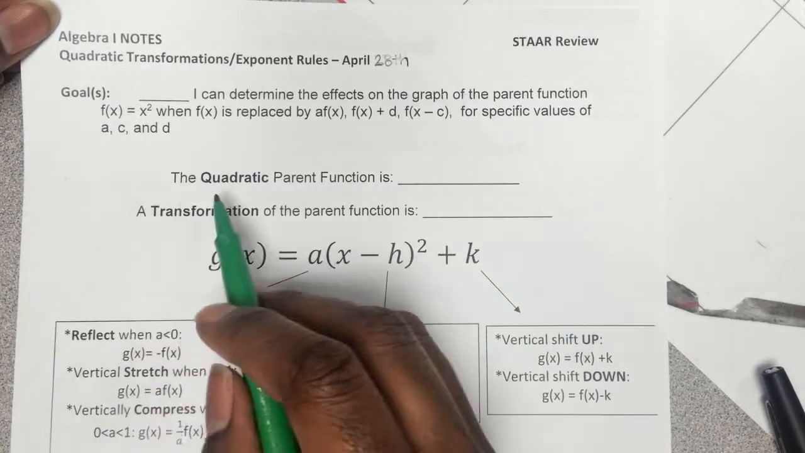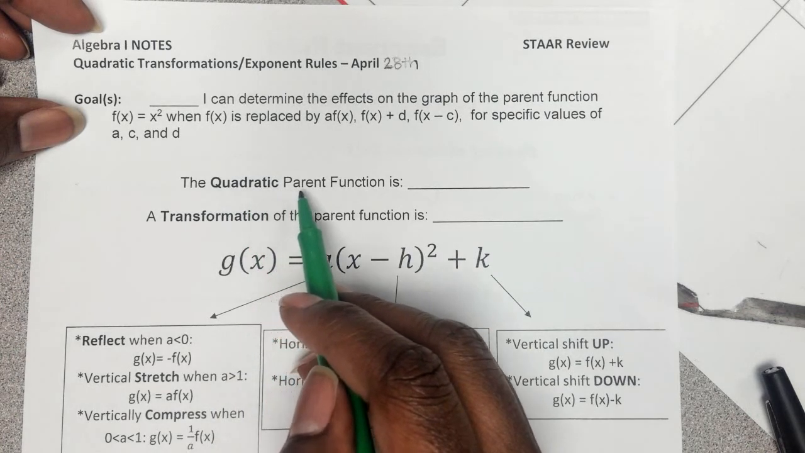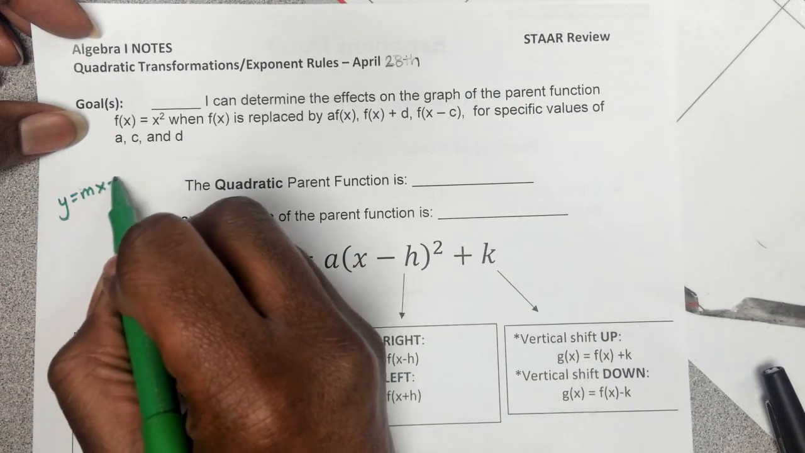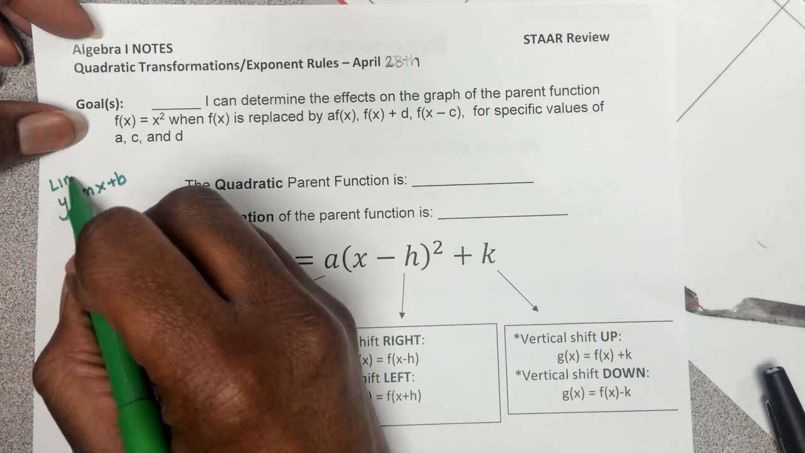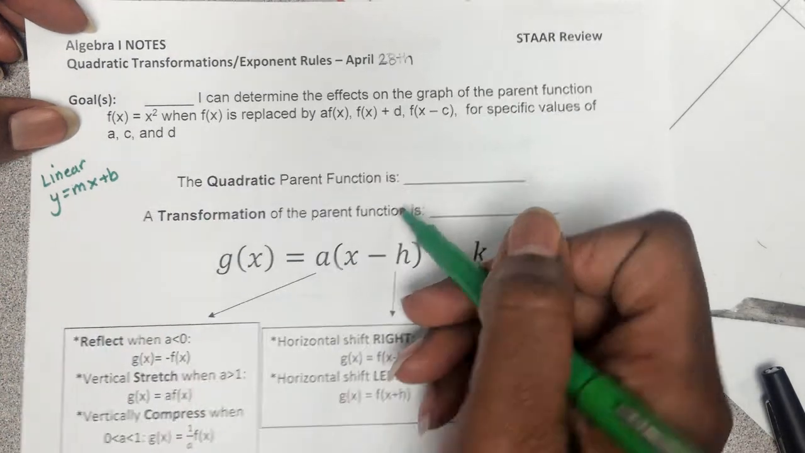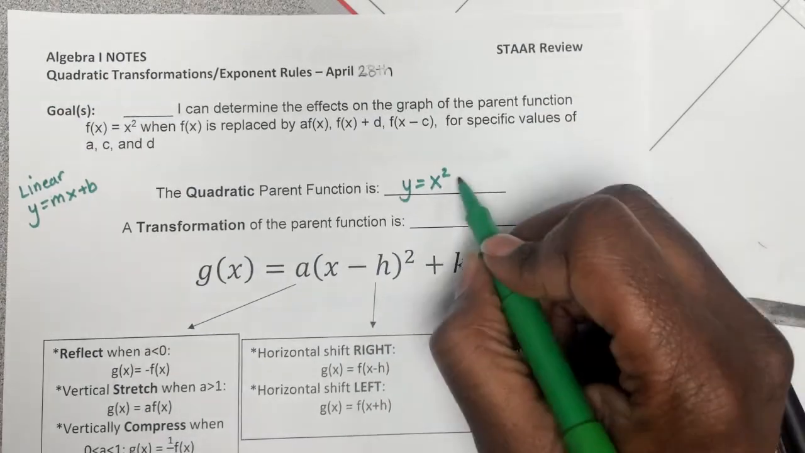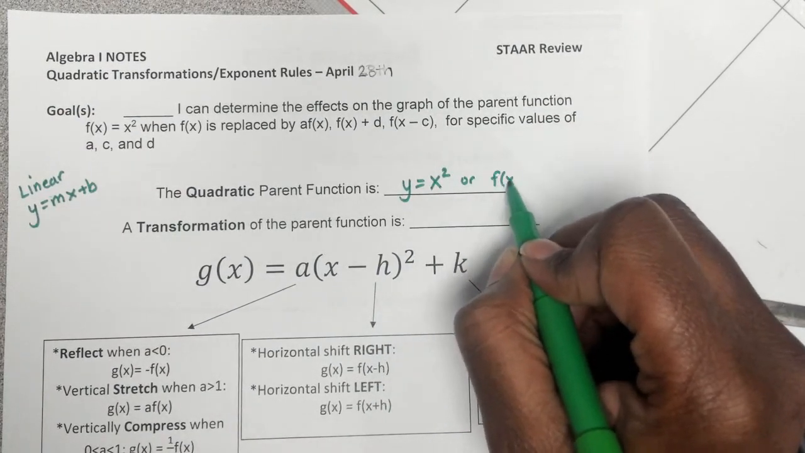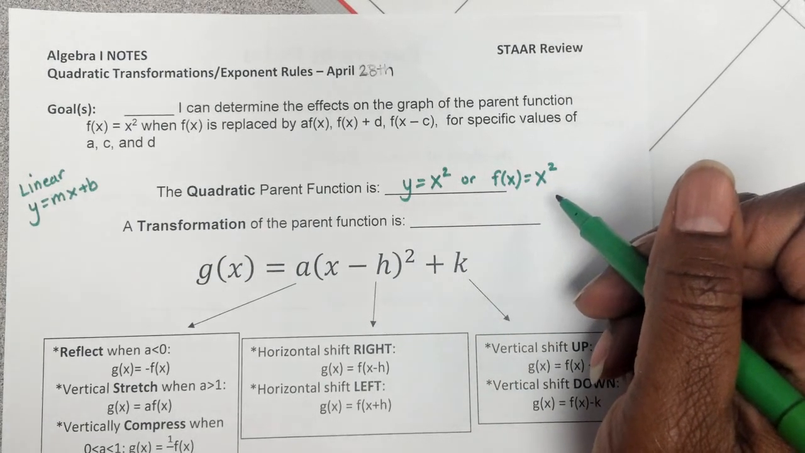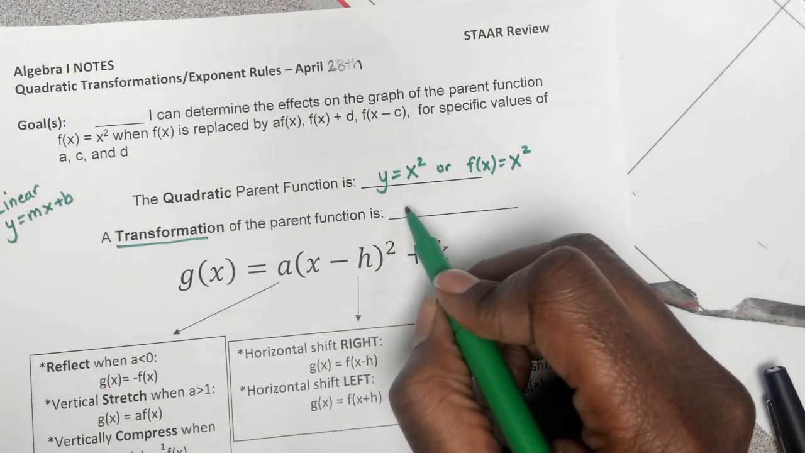We're dealing with quadratics, okay? Earlier, I asked somebody what was the quadratic parent function. They said y equals mx plus b. This is the linear function. If it's a quadratic, it's going to have power of 2. Or it could be f of x, x to the power of 2. All right. The transformation of the parent function is how it moves, okay?